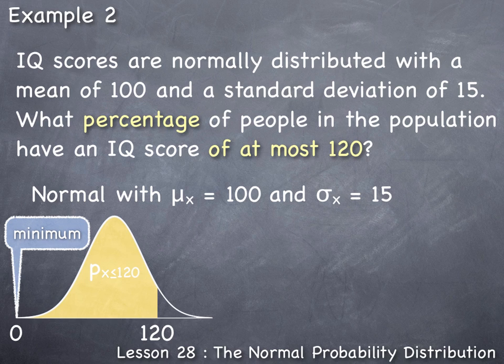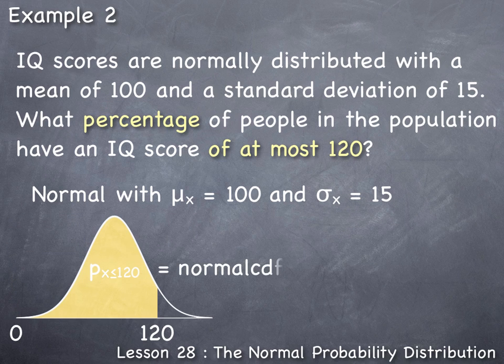Here, when we're given values of the random variable x, in this case the at most 120, and we want to find the corresponding percentage or probability, we would need to use the NormalCDF command. The NormalCDF command on the TI-84 calculator requires the input of 4 values. The first 2 values, the L and the U, define the interval for which we're calculating the percentage. In this case, the at most 120 has a lower limit, L, of 0.